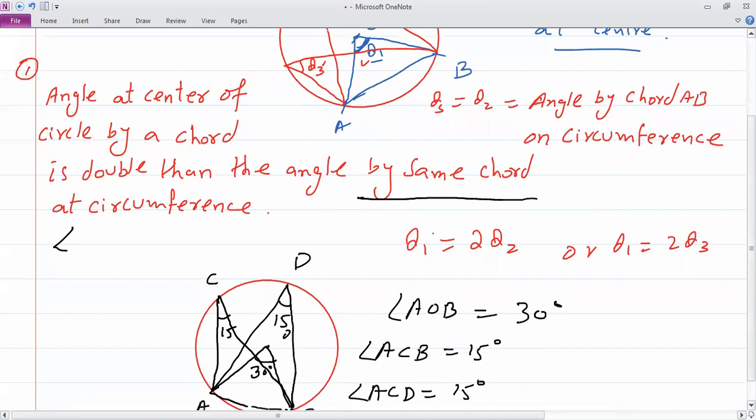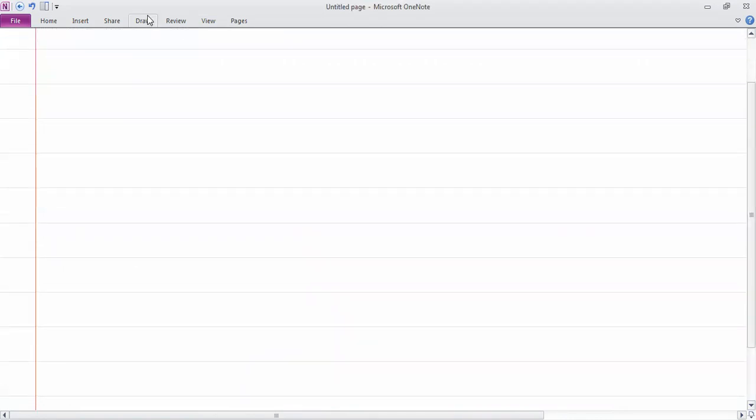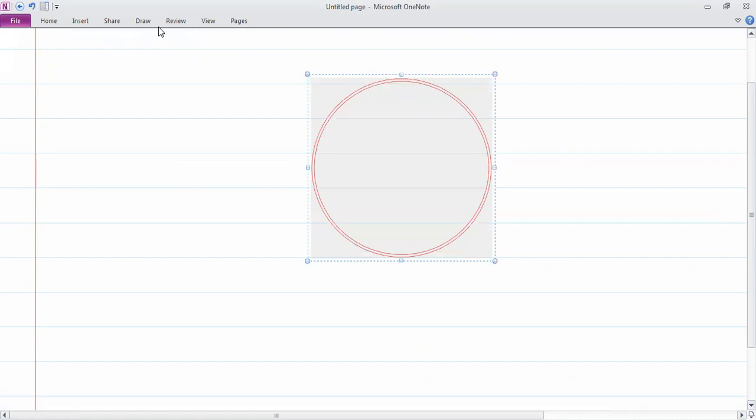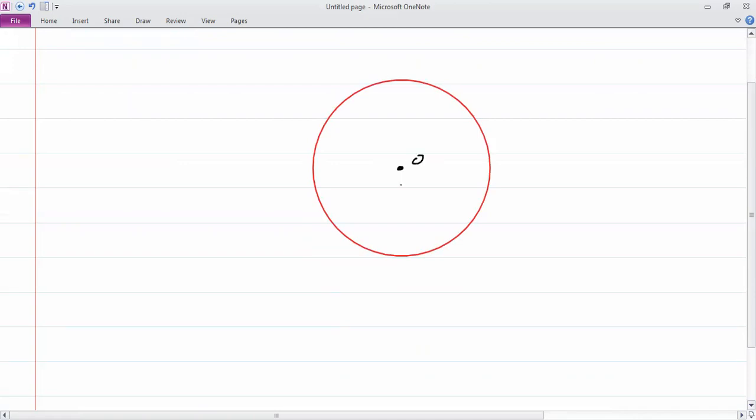Is this clear, please? If it is clear, then I'm moving to rule number 2, the second rule for the circle theorem. Let's say we have a circle, and the center of the circle is O. Let's say there is a chord AB. Chord AB is making an angle here at point C.